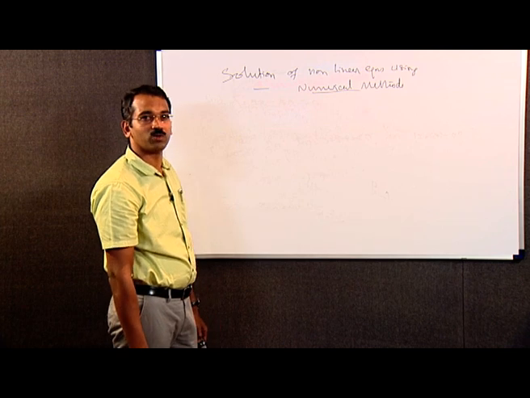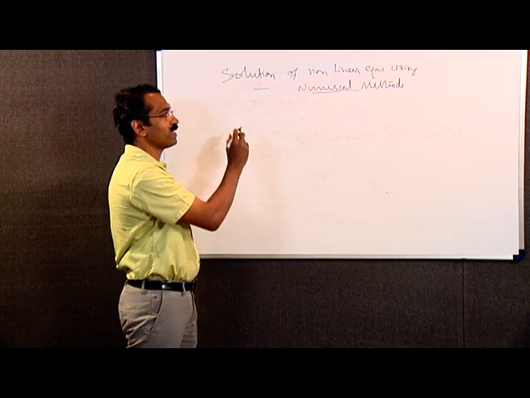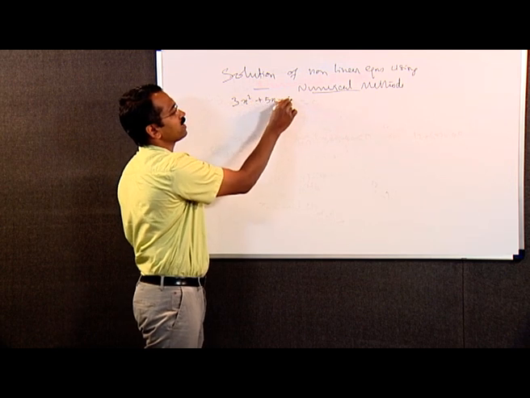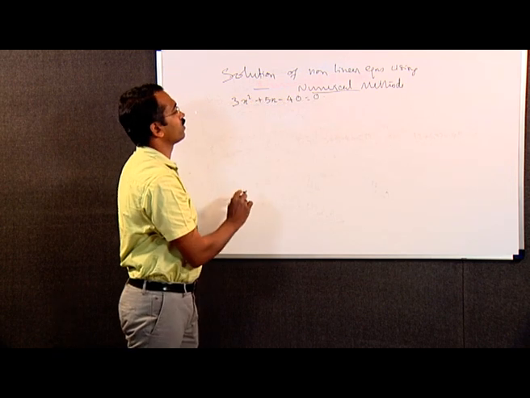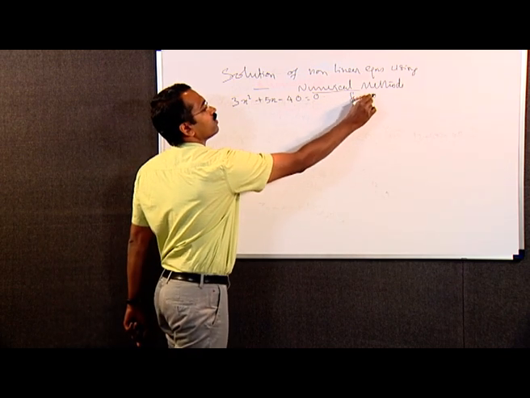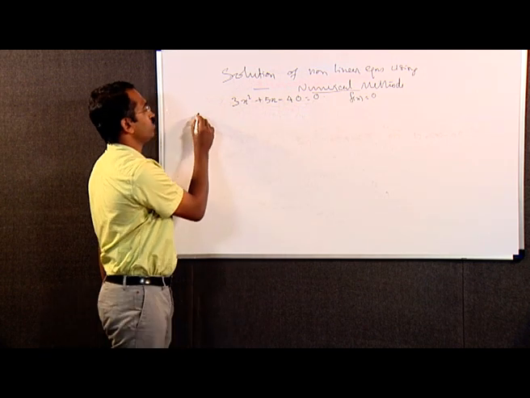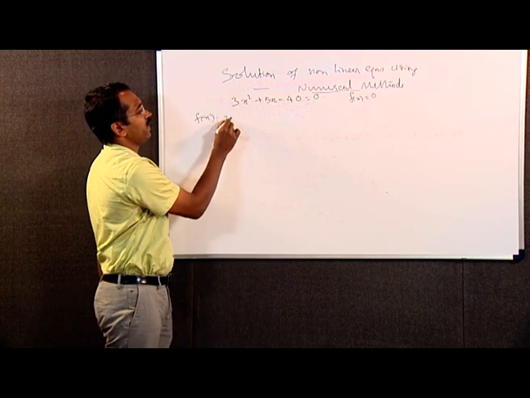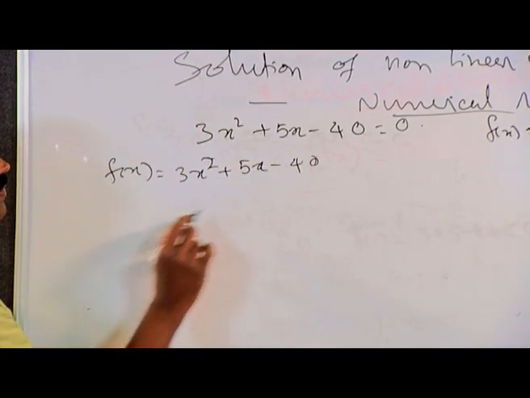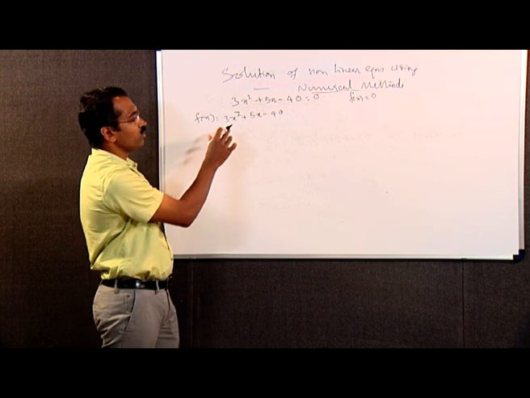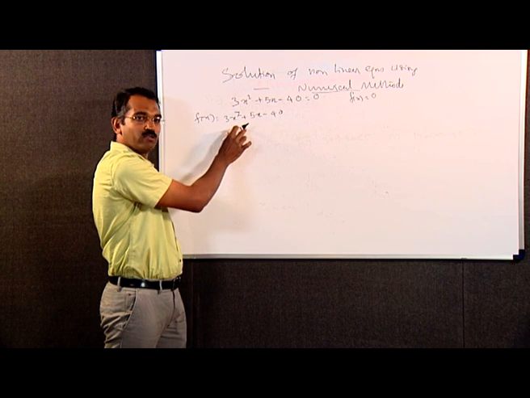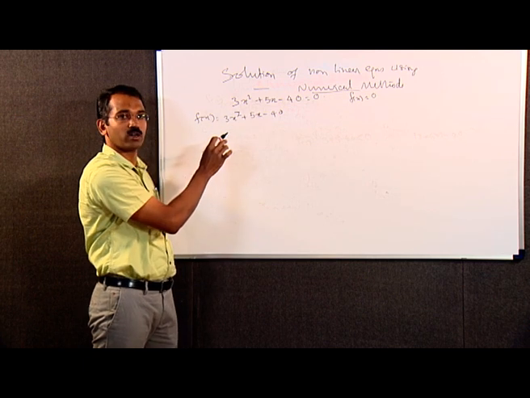Now, we have to work out a problem. The problem is find a real root of the equation 3x square plus 5x minus 40 is equal to 0, which is of the form f of x equal to 0, where f of x equal to 3x square plus 5x minus 40. Now, we will find out an interval of the form interval a b, where f of a and f of b are of opposite signs.